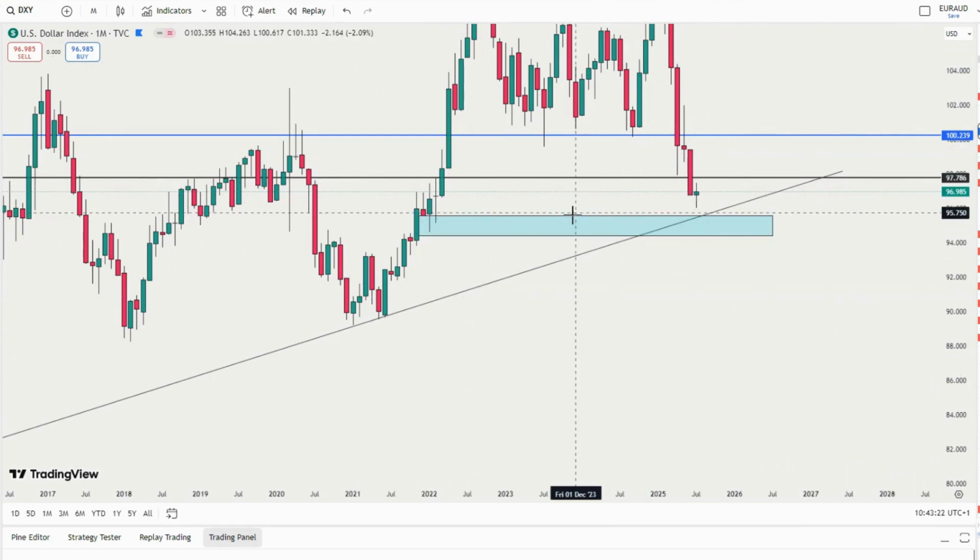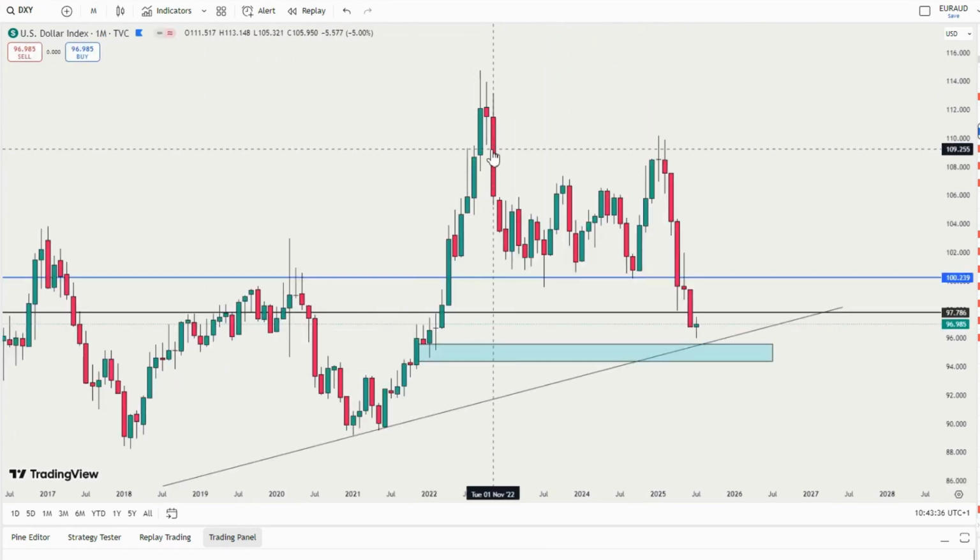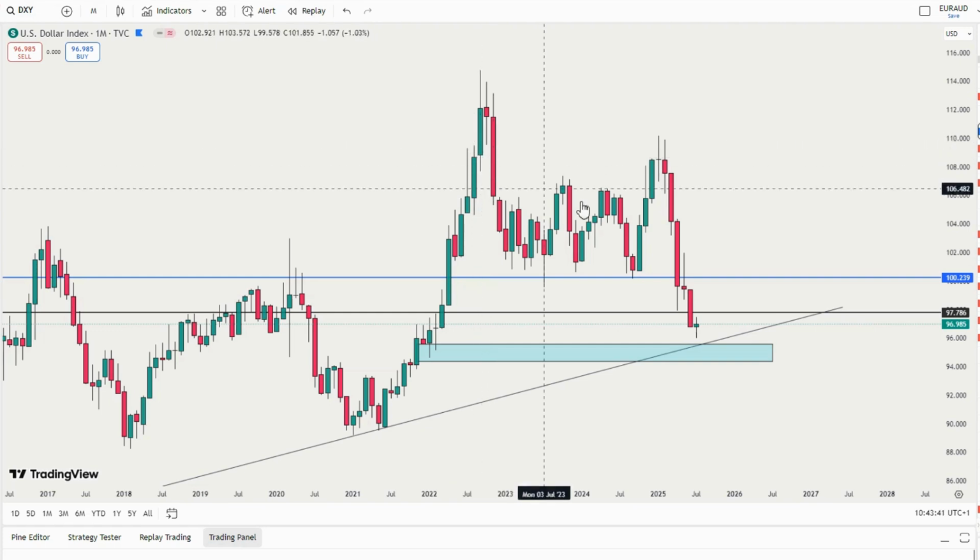But my own conviction next week is US dollar strength. So before we go to the individual pairs, let's check the economic activities of next week.